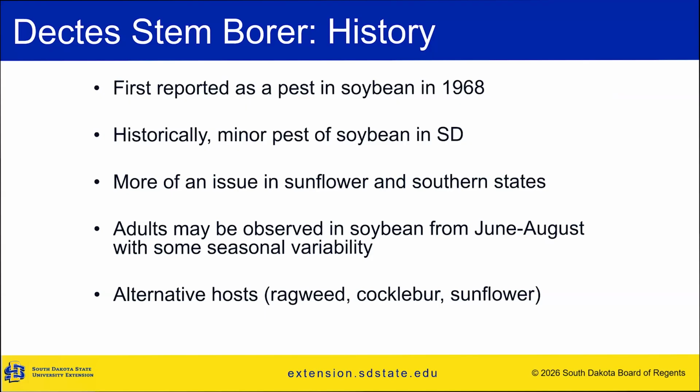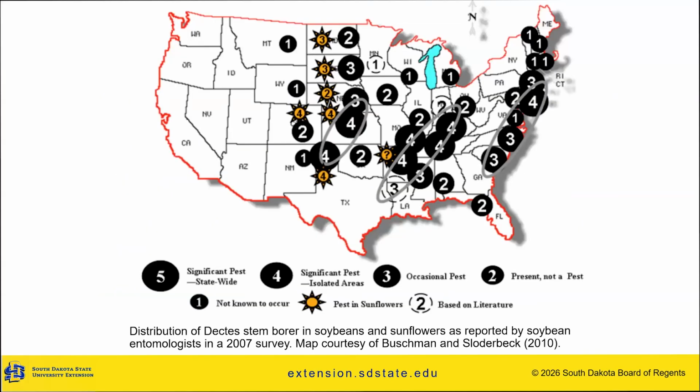Now, something else to consider is that the Dectes stem borer has alternative hosts, which include common ragweed, giant ragweed, cocklebur, and then sunflower. There is quite a bit of research showing that wild sunflower, or our weedy sunflower, hosts aren't as great a source of nutrition and survivability for the Dectes stem borer. So, most of the time, we consider cocklebur and ragweeds to be the more likely alternative hosts for this pest. This is a figure pulled from a 2010 paper where a survey was done among entomologists across the United States to see where the Dectes stem borer was an issue.